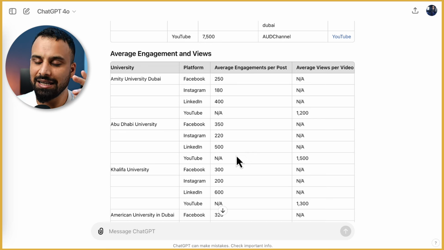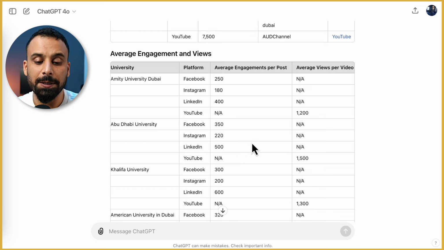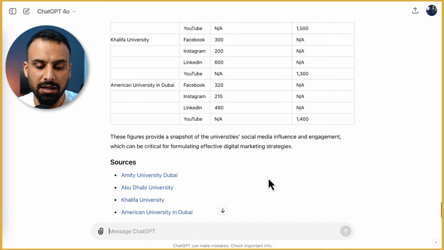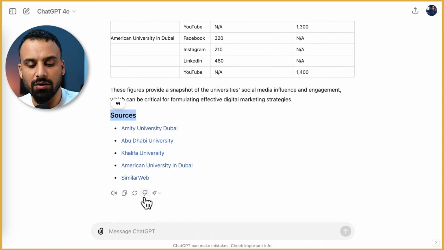Here, you just create these prompt templates. Whenever you have to research, you copy, paste, make some edits, specific to this client, and you're done. Average engagement views. Now, MIT University Facebook, average engagement per post is 250. Their YouTube average views are 1200, Abu Dhabi University 350, their YouTube 1500, almost same. Okay, nothing that stands out here, and these are the sources where it got the data from.